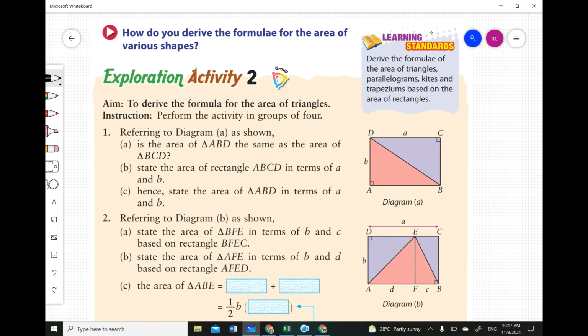Now, if you look at the figure here, there is a lot of wording. We are not going to be confused by reading all of this. You don't have to read all of this. You just need to look at the figure over here.